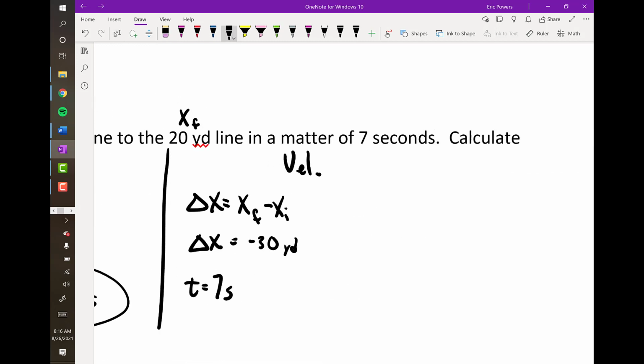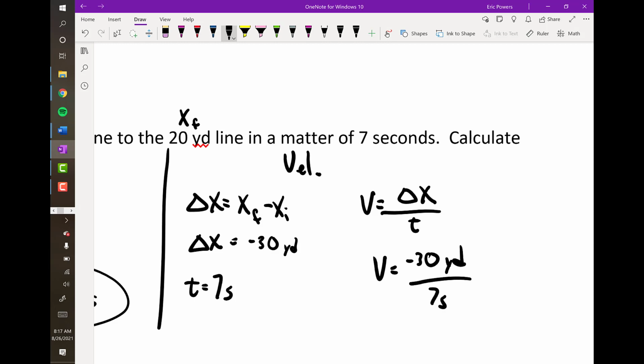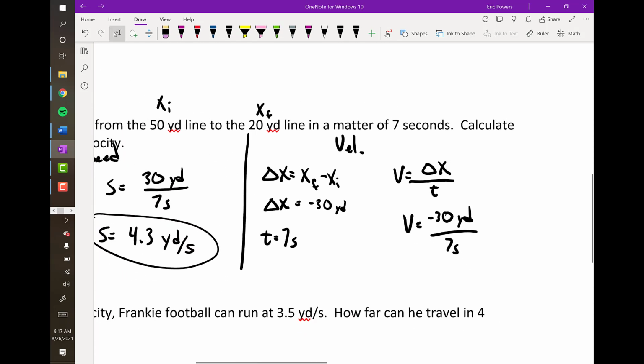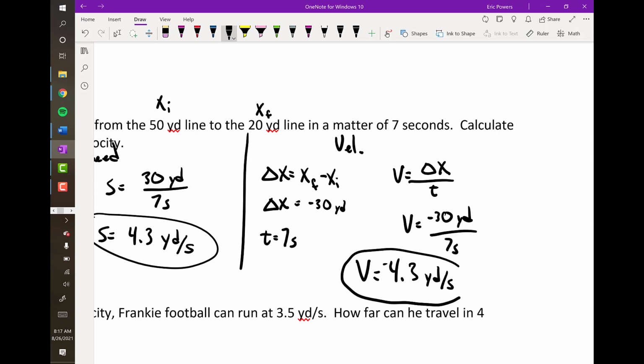So my velocity, that's step one. All right, step two is write out equation. All right, the only one that can solve for velocity is this one here. Plug in my numbers because I have all that. So the velocity is negative 30 yards over, that's 7 seconds. So again, I'm getting basically the same stuff, but since velocity is a vector quantity, it gives me a direction that's in the negative. So 4.3 negative yards per second. Circle answer. There's my 4 steps.